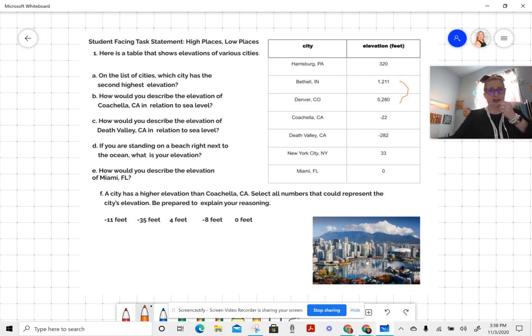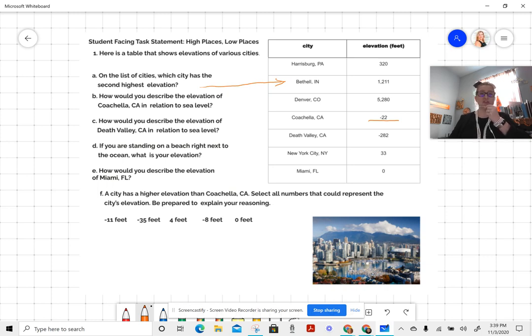Well, the second highest is Bethel, Indiana. So my second highest is Bethel, Indiana. Number 2 or B says, how would you describe the elevation of Coachella, California in relationship to sea level? So here's Coachella, California, and I would say that it's below sea level. It's negative 22 elevation, so it's 22 feet below sea level.